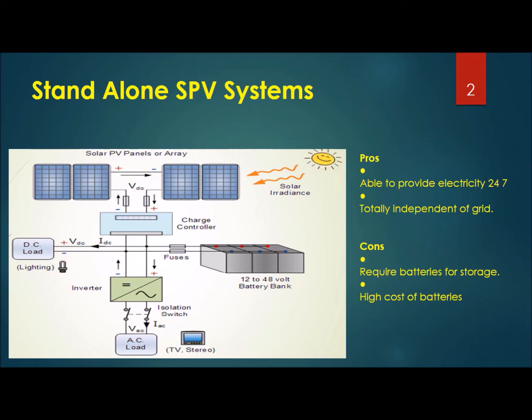Some advantages and limitations are also written in this slide. That is, it is able to provide electricity 24/7 and it is totally independent of the grid. The limitations are that it requires batteries for storage, and obviously when batteries are required, the cost of this system is very high due to batteries.